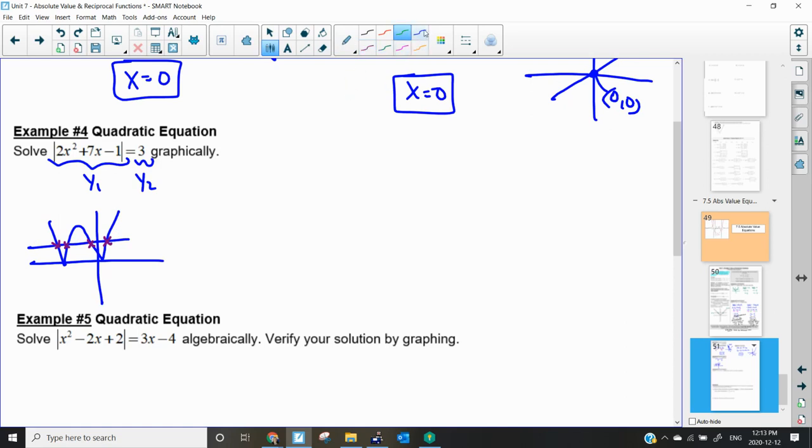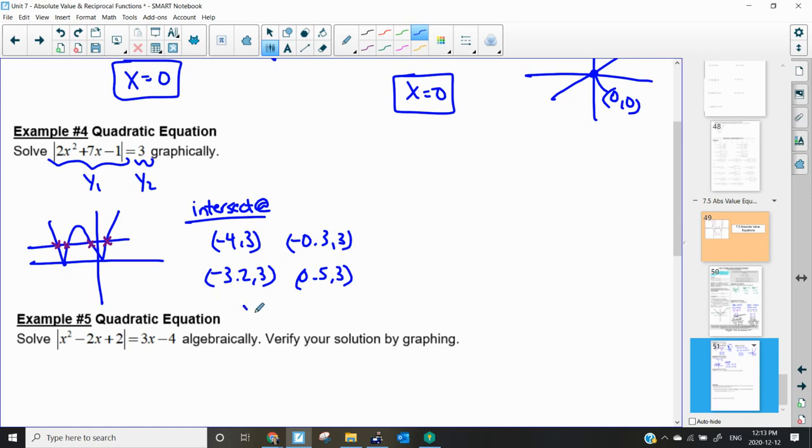Now, based on what we found on the calculator, our intersections happen at the following points. So we have one at -4, 3, -3.2, 3, -0.3, 3, and at 0.5, 3. So that means that our x values are -4, -3.2, -0.3, and 0.5. So that would mean that we have 4 different x values that would make that statement a true statement.